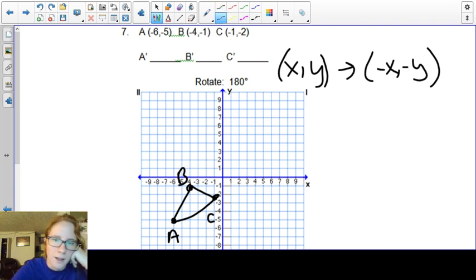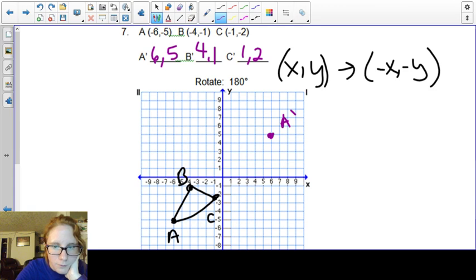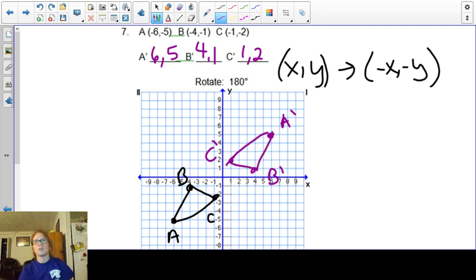So we're going to rotate this guy 180 degrees. My x and y stay in the same spot. They just become the opposite signs. So I'll be at 6, 5, 4, 1, and 1, 2. Again, drawing is not the greatest, but we should all see an isometry.